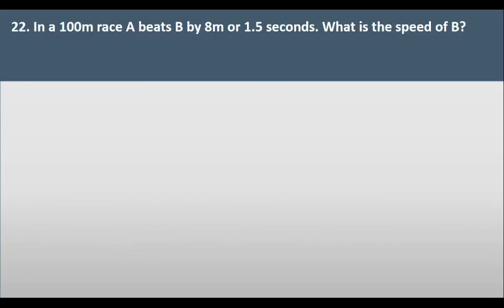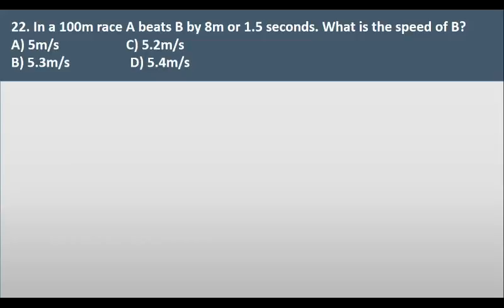In a 100 meter race, A beats B by 8 meters or 1.5 seconds. What is the speed of B? The options are 5 meters per second, 5.3 meters per second, 5.2 meters per second and 5.4 meters per second. This is another simple problem.